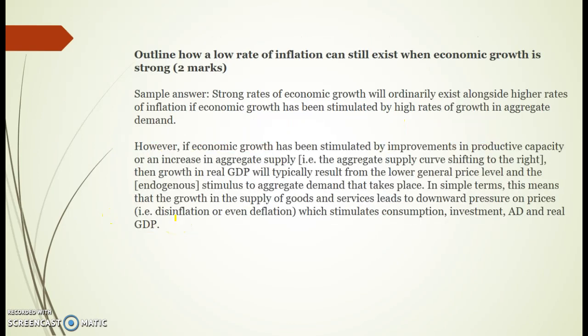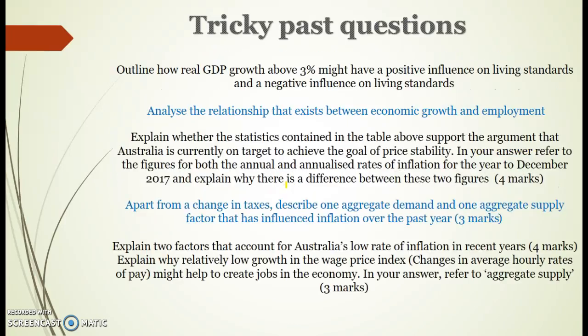So how can a low rate of inflation still exist when economic growth is strong? Basically, strong rates of economic growth can exist if we increase our aggregate supply. If there's an increase in our productive capacity, this will allow us to meet any extra aggregate demand without experiencing inflationary pressures. So the supply of goods and services is able to meet demand, which limits the pressure on prices.